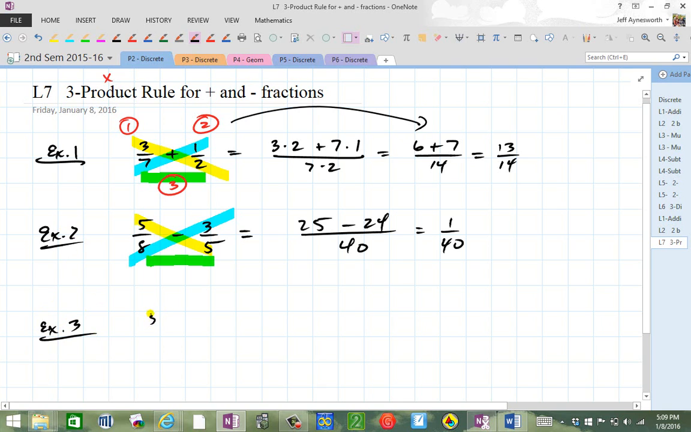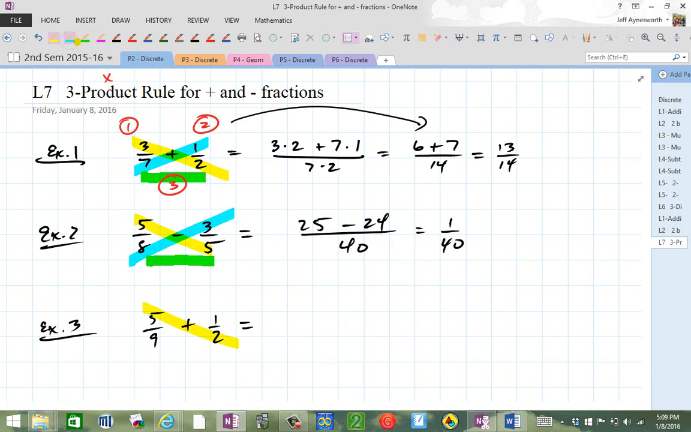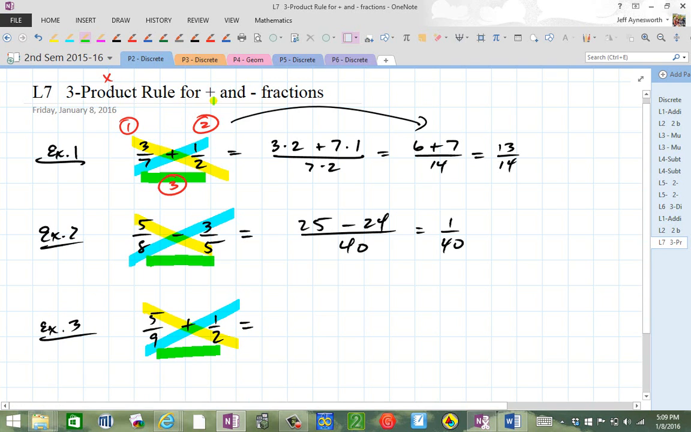So let's take 5/9 plus 1/2. My first product, starting from the left, is 5 times 2. Second product is 9 times 1. Third product is 9 times 2. So here we go. 5 times 2 is 10, plus 9 times 1, 9, divided by 9 times 2 is 18. So you get 19/18 because you add the numerators. 10 plus 9 is 19.